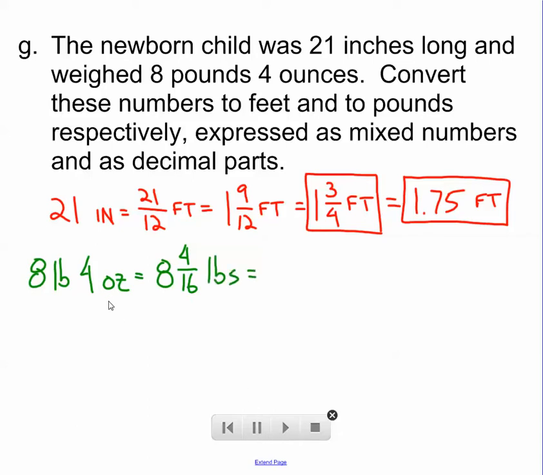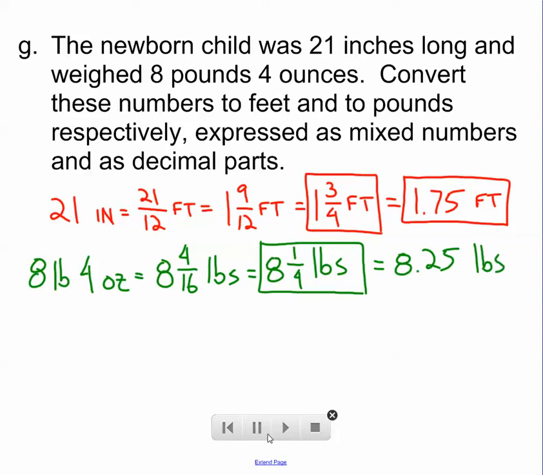Okay, because there's 16 ounces in a pound, we can immediately write 4 ounces as 4/16 of a pound. We already have 8 full pounds, so 8 4/16 pounds. 4/16, we can simplify that to 1/4. So 8 1/4 pounds as a mixed number, and 1/4 is 0.25. So 8.25 pounds if we want to write this as a decimal.